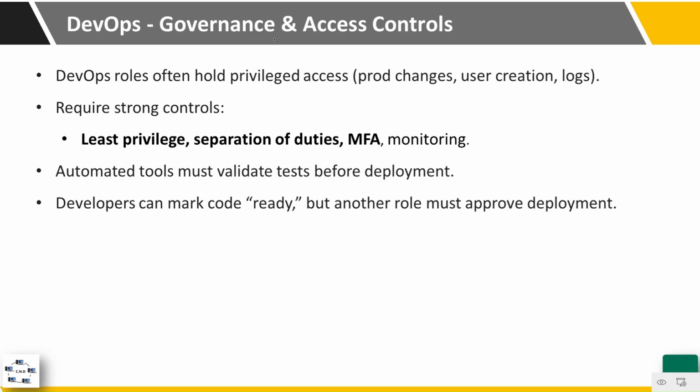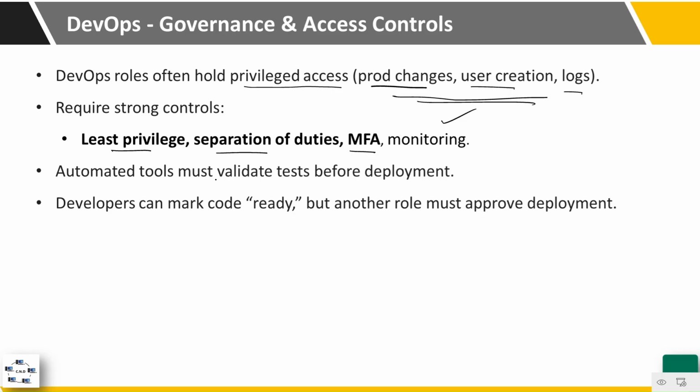What is the governance and access control in DevOps? DevOps roles often hold privileged access, such as changes to the production system, user creation, and logs. So these are the access that the DevOps role has. This requires strong controls. For example, the roles must have least privilege, separation of duties, and multi-factor authentication due to these privileged actions that these roles can perform, as well as monitoring.